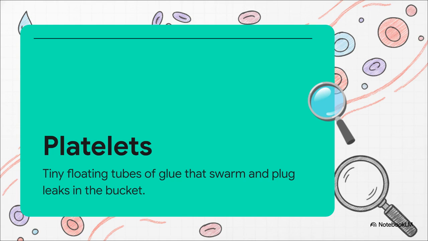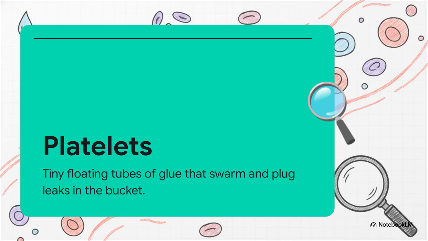Right alongside the security team, we have the patch kits, your platelets. Platelets are tiny floating tubes of glue that swarm and plug leaks in the bucket. Your platelet count tells you how many patch kits you have in reserve. Mean platelet volume, or MPV, is the physical size of the patch kits. A high MPV means the factory is pushing out large, fresh mega patch kits to keep up with active bleeding. Platelet distribution width, or PDW, indicates the size variety, like do you have a wide mix of tiny old patch kits and giant new ones?